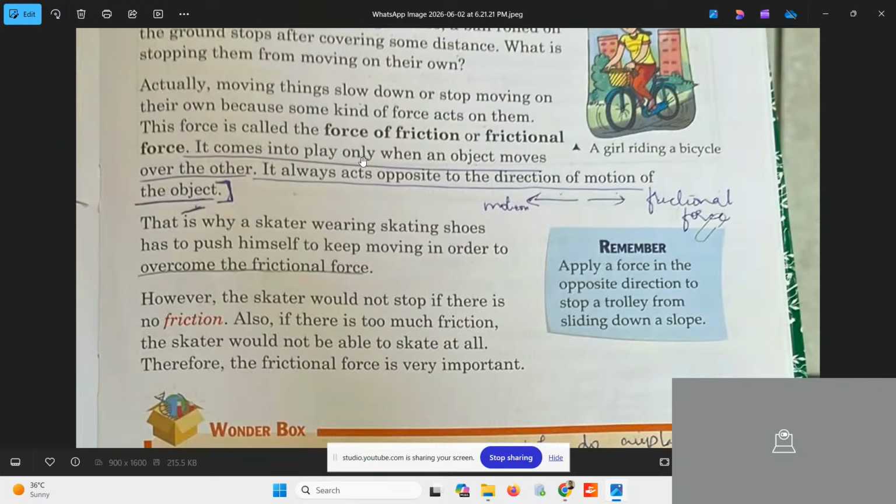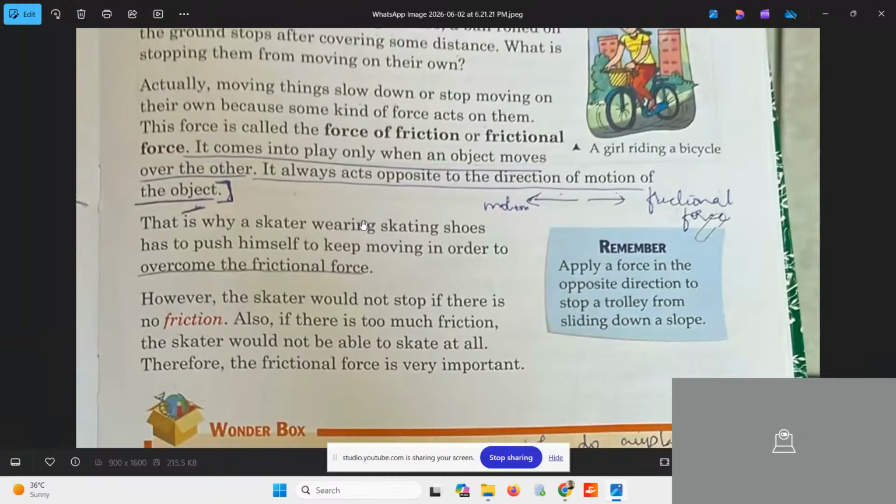A force of friction, or frictional force, is applied on objects which are moving. It comes into play only when one object moves over the other. For example, if I am putting a book on the table, is frictional force applied? No. Only gravitational force is being applied because the book is being pulled towards the center of the Earth. But if a ball is rolling on the table, then the frictional force will apply. In order for frictional force to apply, movement is important.